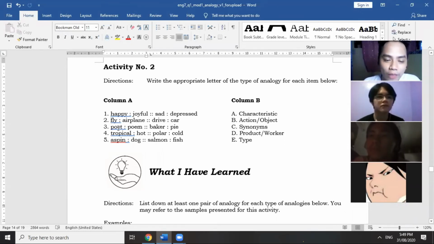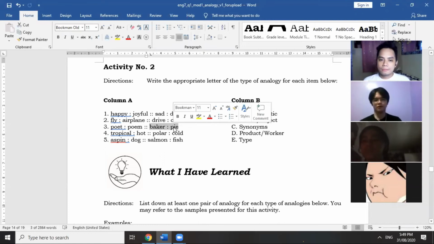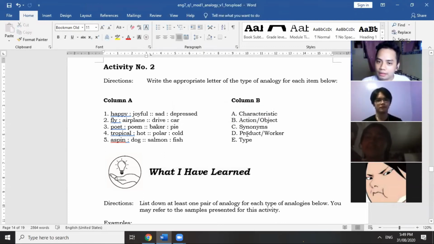Okay, number three. Poet is to poem as baker is to pie. What's the relationship? Letter D, product to worker. So the product is the poem, while the worker is the poet. The product is the pie, the worker is the baker.